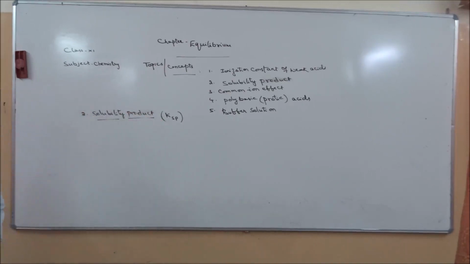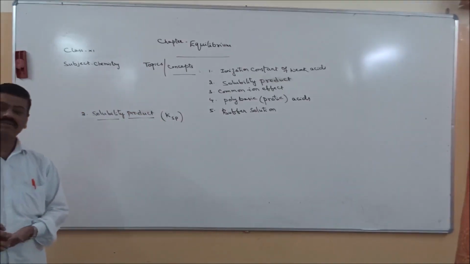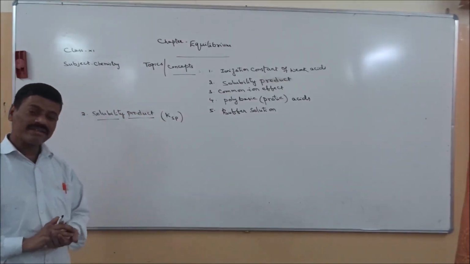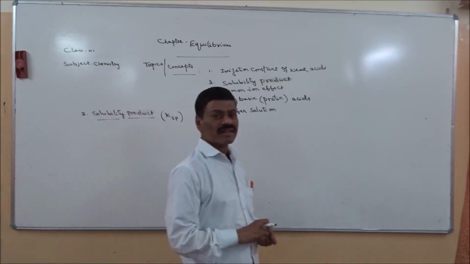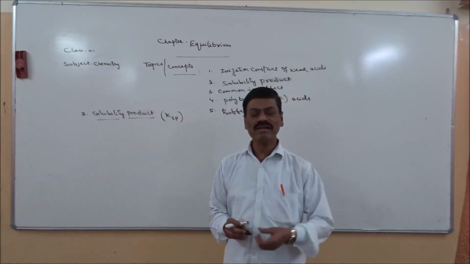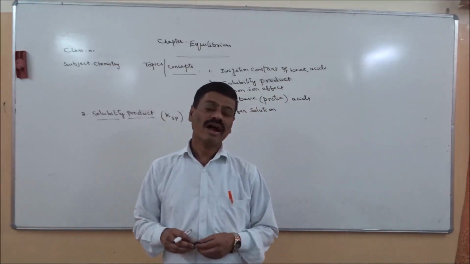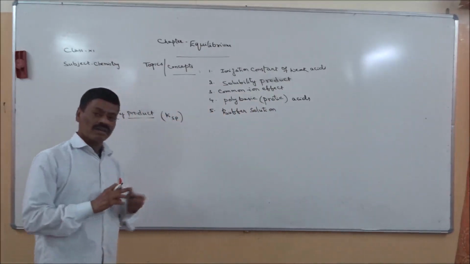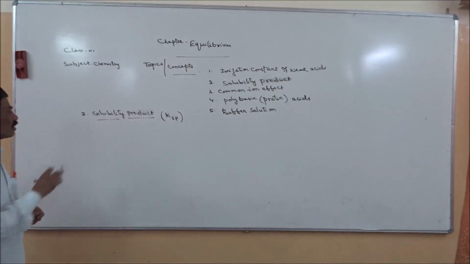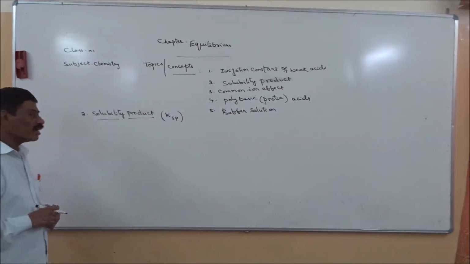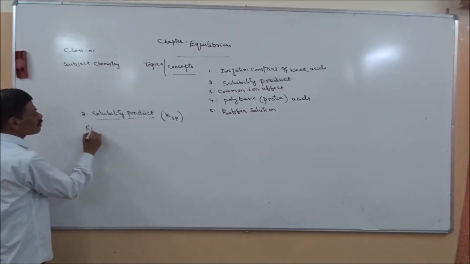Ksp is a constant, and this property is exhibited by sparingly soluble salts. Salts are of 3 types: completely miscible, sparingly miscible or sparingly soluble, and insoluble or immiscible salts. And this property is exhibited by sparingly soluble salts.